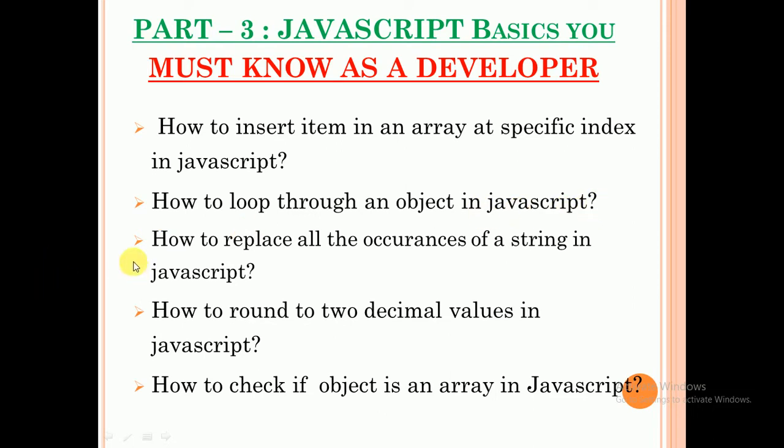The third one is how to replace all the occurrences of a string in JavaScript. Then how to round to 2 decimal values or 3 or n decimal values in JavaScript. The last one is how to check if an object is an array in JavaScript. So let us see how to code it practically.